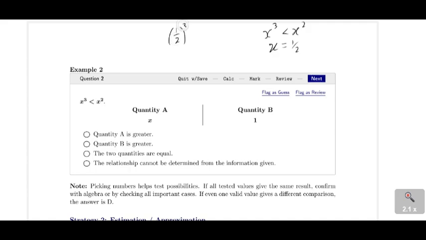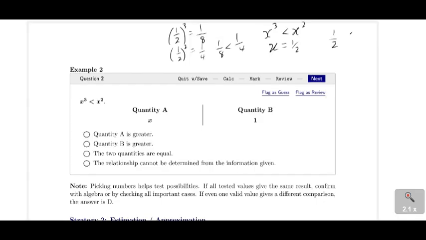So half to the power 3 is 1 over 8. And then half squared is 1 over 4. And clearly you can see 1 over 8 is less than 1 over 4. So the condition is obeyed here. So x equals half will work. So let's see. Now quantity A says x, which is half here. So we are comparing half with quantity B, which is 1.